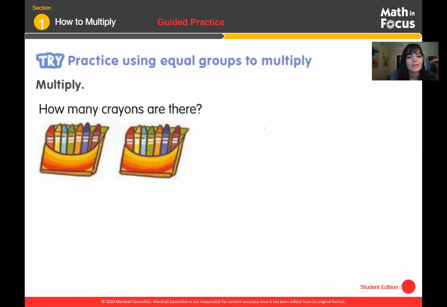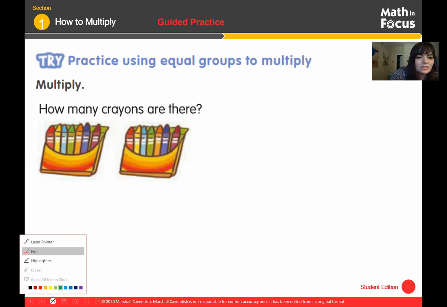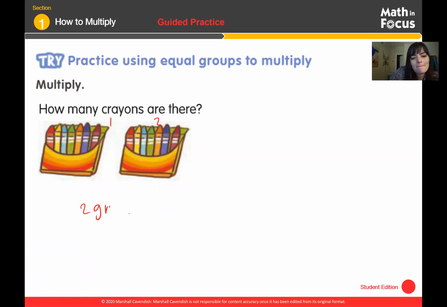One more. I have to find my groups here. And this one's similar because I just have 1, 2 groups again. 2 groups. How many in each? 1, 2, 3, 4, 5, 6, 7. If I count my skip counting, I'll get 14 here.